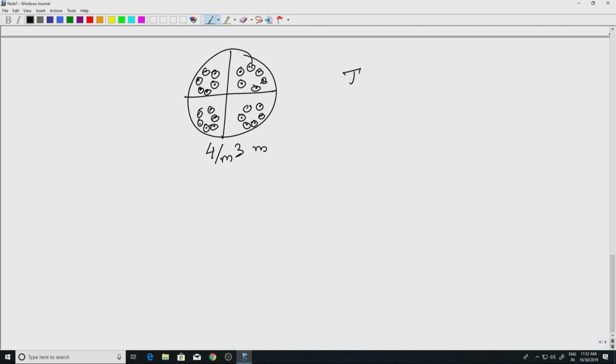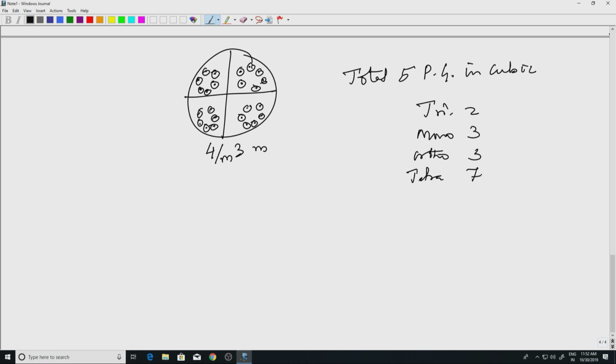So there are totally 5 point groups in cubic. So triclinic, mono 3, ortho 3, tetra 7, trigonal 5, hexagonal 7, cubic 5. Totally 32 point groups.